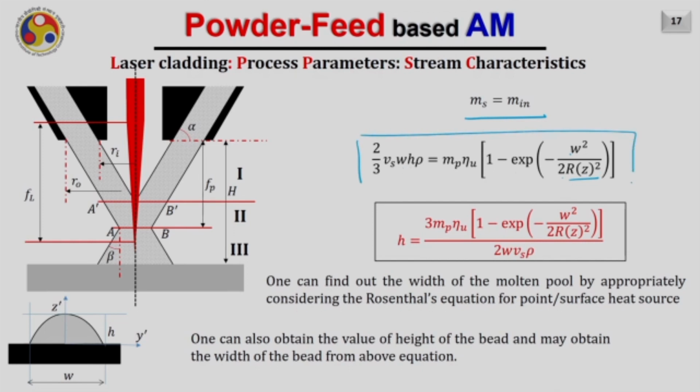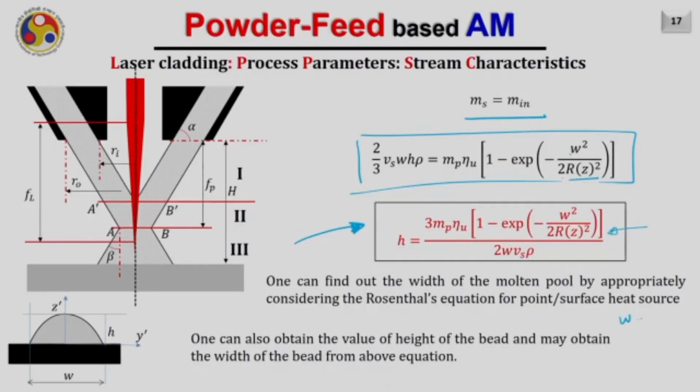By further solving this equation, I can get this expression for the height of the bead. Now H is given by this expression. In our previous case, we have already seen that if we consider a point heat source and make a lot of approximations, the width of the molten pool can be obtained as W equals the peak power divided by 2 pi K Tm minus T naught.